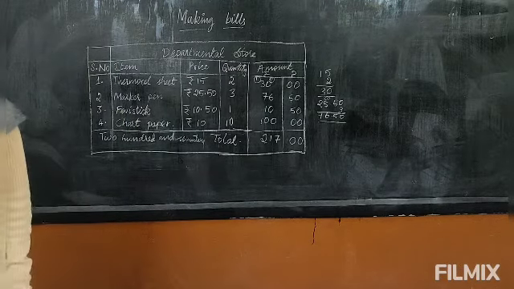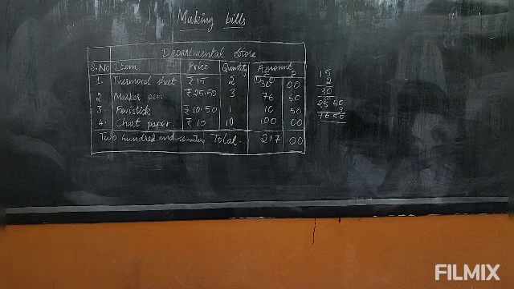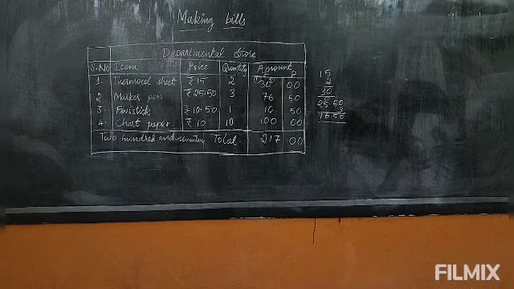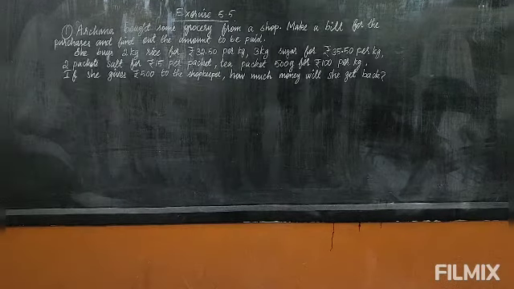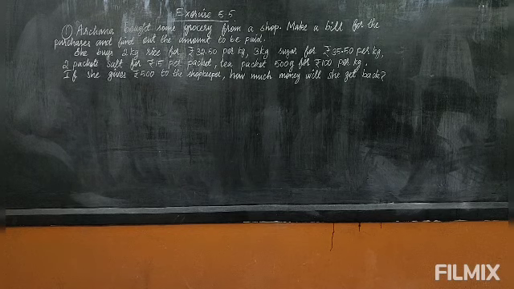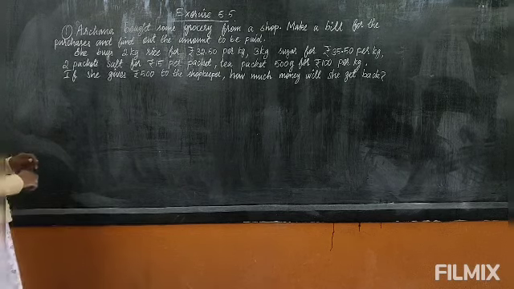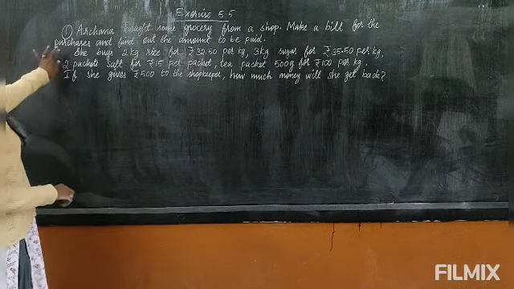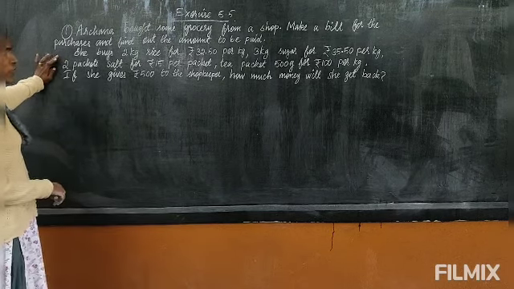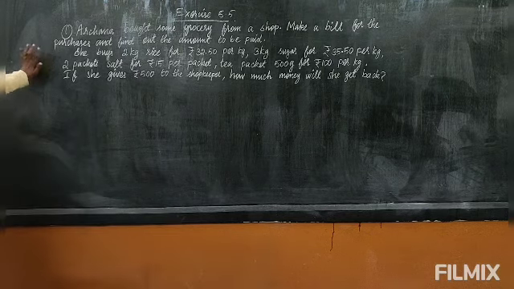Okay, now let's see from the exercise how to make a bill. I will give an example from the exercise now. Let's see the sum from exercise 5.5. The first one: Archana bought some grocery from a shop. Make a bill for the purchases and find out the amount to be paid. First you have to make a bill, then you have to find the amount to be paid. Okay, let's make a bill first.